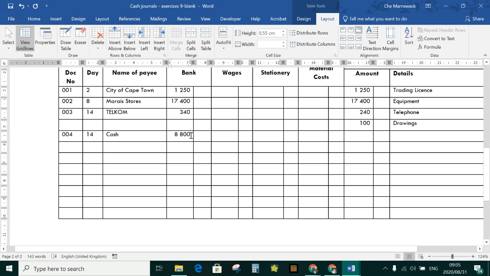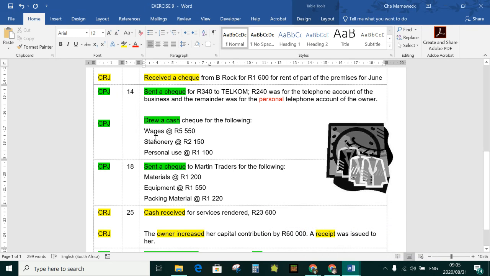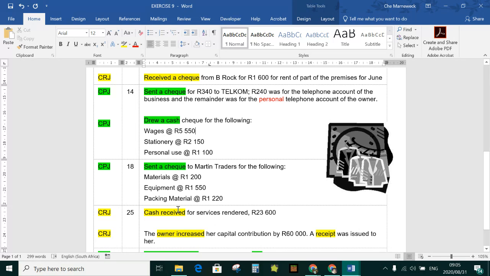What did we use the cash for? Well, if we read the transaction, it tells us of that 8,800, 5,550 was for wages. So we're going to go to the wages column. On the same line, we record 5,550. We then had another amount, 2,150, which was for stationery.